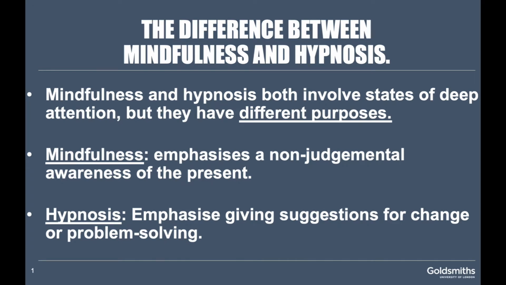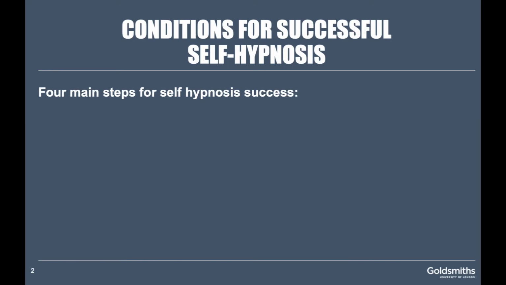So the 4 main steps for self-hypnosis to be successful: first, finding a time and a place. Initially, when you're first learning self-hypnosis, it's good for it to be a quiet time and place. But as you get more comfortable with doing it, you can do it anywhere, even within a noisy place. It's not like a caricature of meditation where you have to be in a dark room with candles burning and incense. You could be at a bus stop with lots of people around you and focusing on an inward thought.